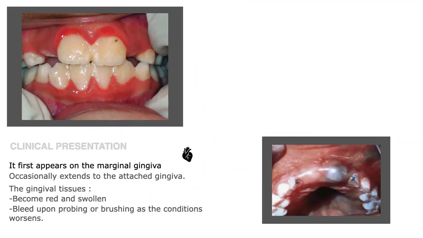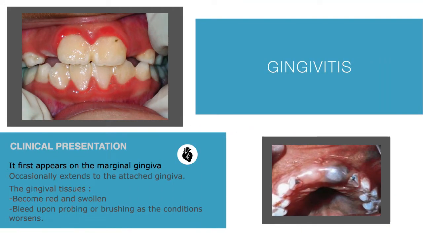So we'll see what is gingivitis. What is the type of gingivitis you will see in childhood? The clinical appearance is that it will be seen first on the marginal gingiva. It may occasionally extend to the attached gingiva. The gingival tissue becomes red and swollen and bleeds easily, either on probing or during brushing.